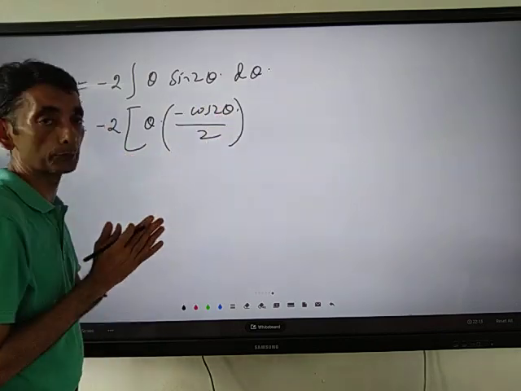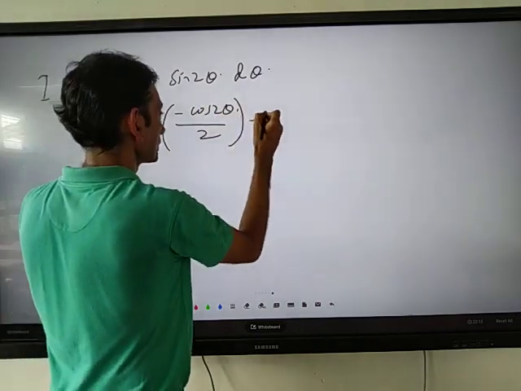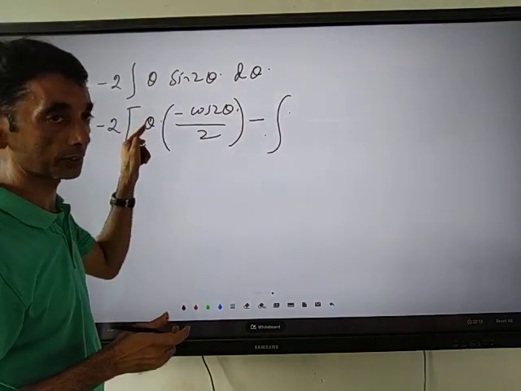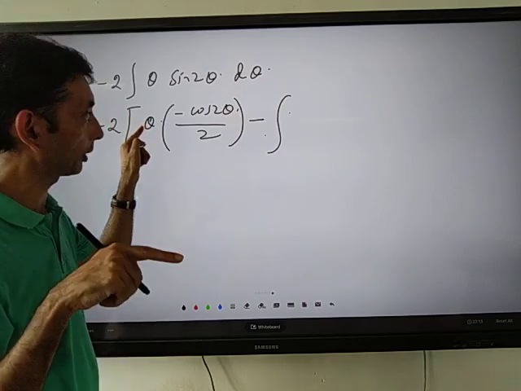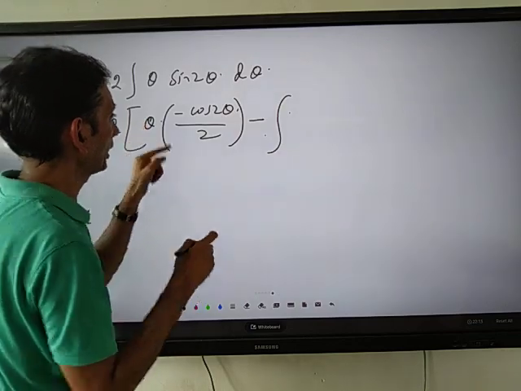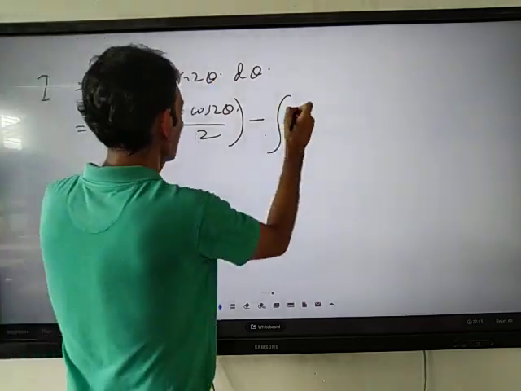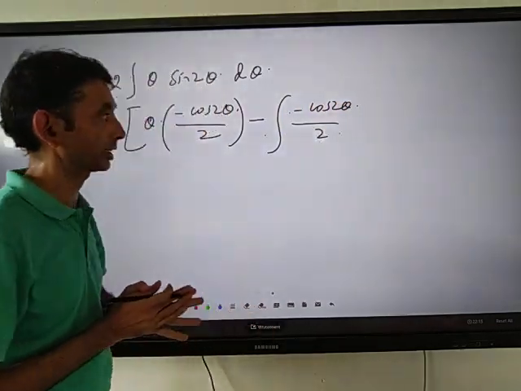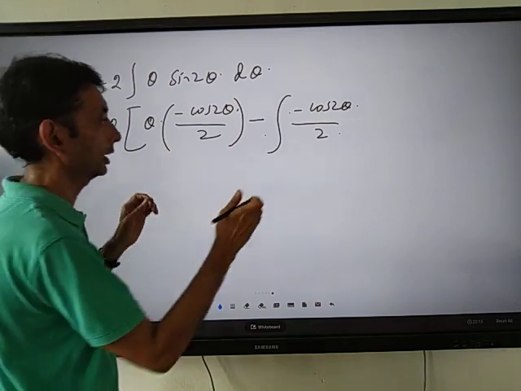This is step 1. And minus the integration of the differentiated first function: if we differentiate theta with respect to theta, it will be 1. And we integrate sin 2 theta, whose integration is minus cos 2 theta by 2, d theta.